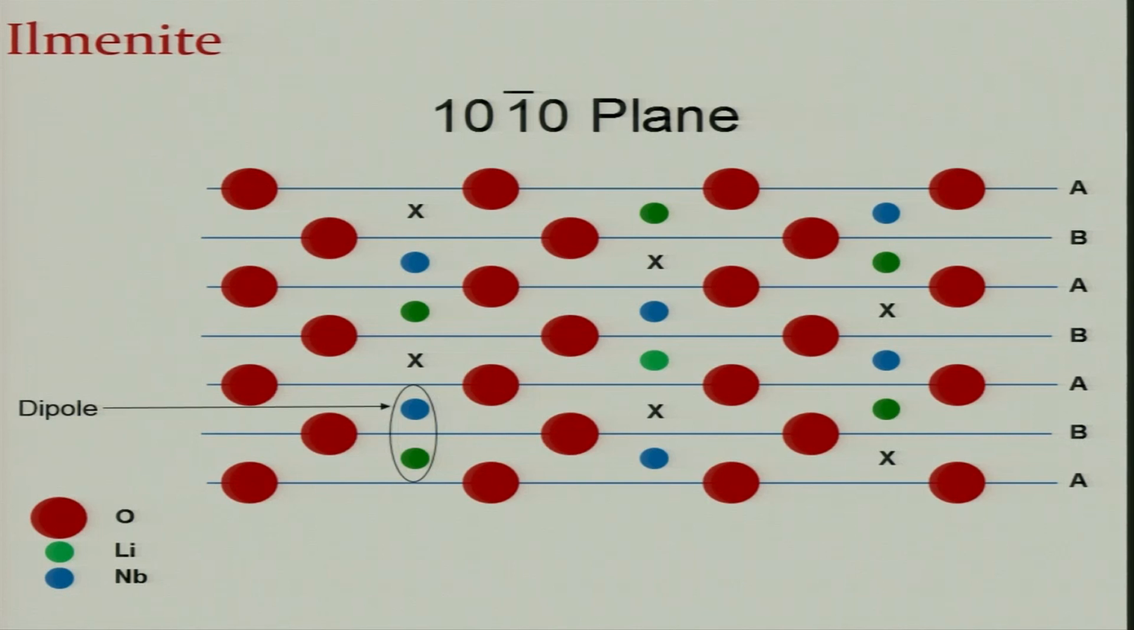This is what lithium niobate is, and since you have these lithium and niobium atoms stacked in this fashion, they also form dipoles. These are permanent dipoles, and all of these dipoles point in the same direction. This is lithium, this is niobium, and there is a charge density difference. As a result you have dipoles pointing in this direction, so this is basically a ferroelectric material because of the permanent dipole moment.